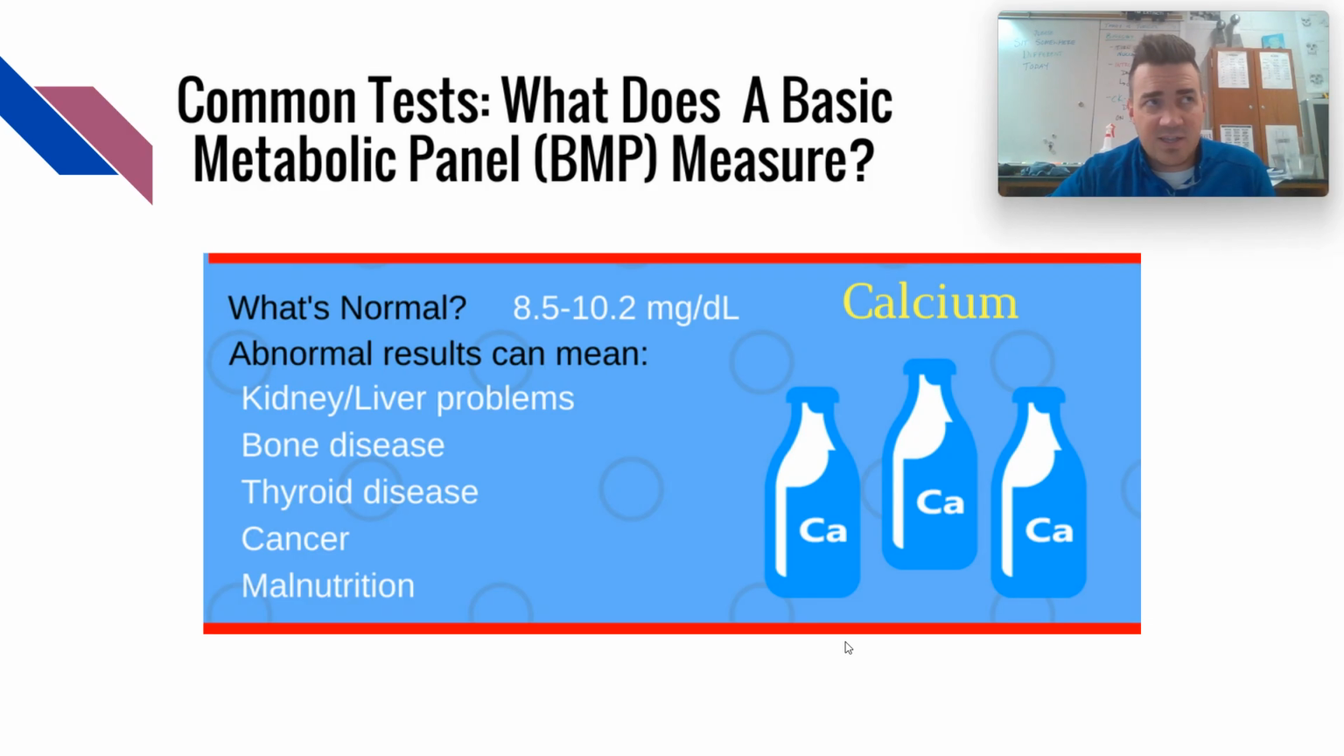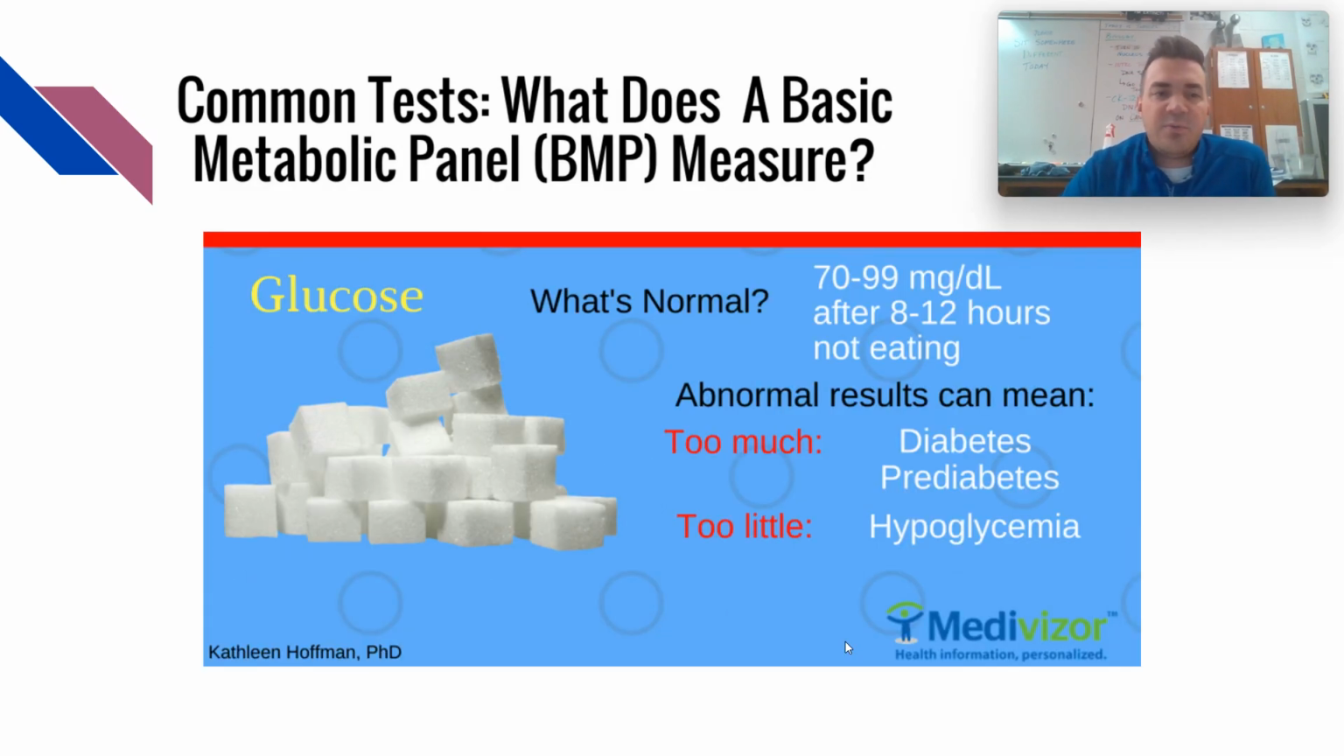One specific electrolyte that wasn't listed on the previous one is calcium. Calcium is really important to your body, really important for the proper functioning of your muscles and nerves especially, and also in the production of your bones. Problems there could be signs of kidney and liver problems. Could also be a problem with bone disease, maybe the bones being broken down unnecessarily. Could also be thyroid disorder, or even cancer, in addition to malnutrition like we've seen on some of the other ones. And then finally, we have glucose.